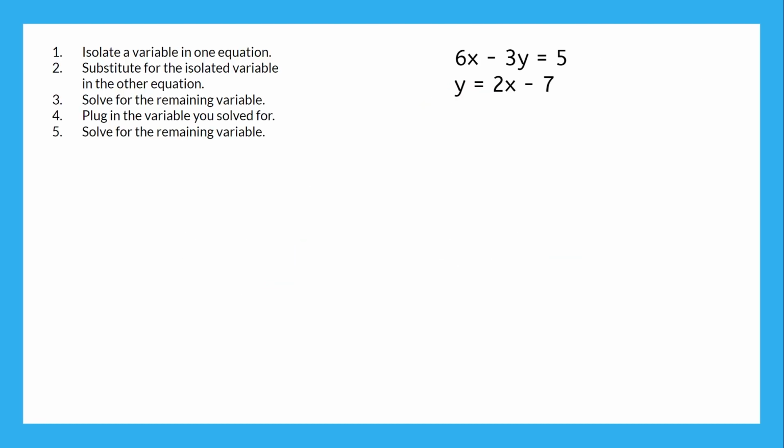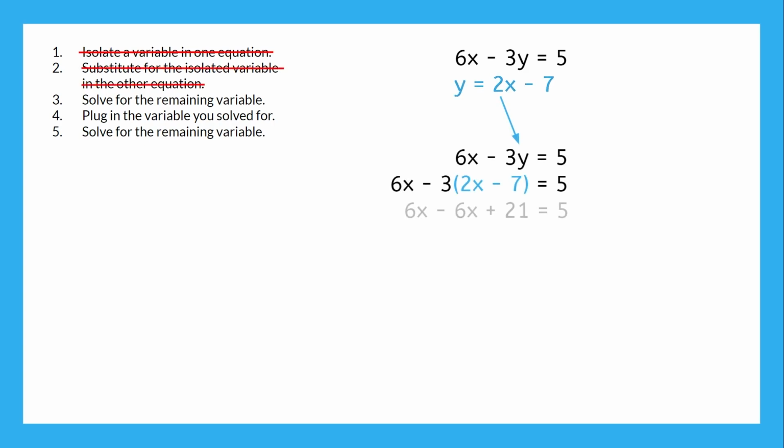Here's our next example, and ooh, good, a variable is already isolated, so we can skip the first step. All right, let's use the isolated variable in the second equation and substitute it into the first equation. Wait, what? Where'd the x go? Why does it say 21 equals 5? That can't be right. Substitution isn't working, so let's just try graphing it and see why.